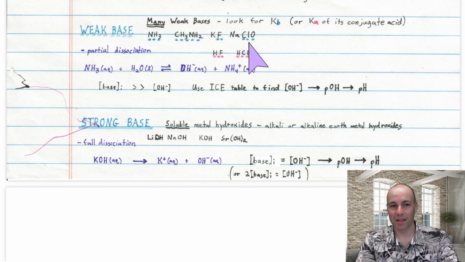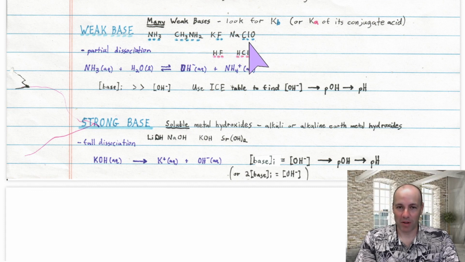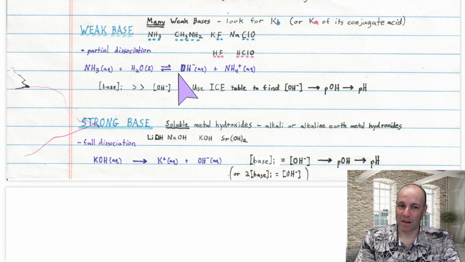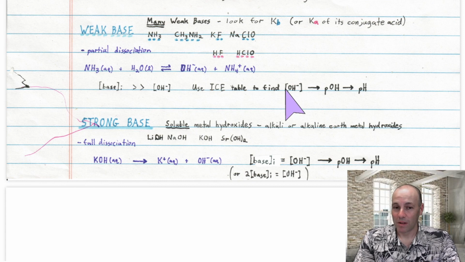So here's just a few weak bases. Weak bases generate a little bit of hydroxide concentration. So take ammonia, for example. It undergoes a partial dissociation to generate some hydroxides and some ammonium conjugate acid cations. In this case, most of the ammonia is undissociated, and the initial base concentration is a lot bigger than the small amount of hydroxide that you generate. So you have to use an ice table here to find the hydroxide concentration. And once you do, calculate the pOH and then the pH.